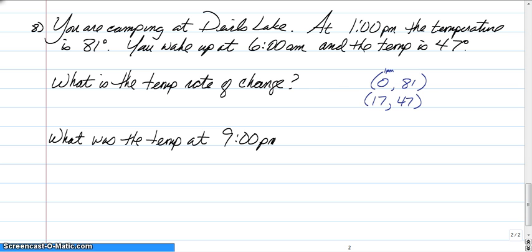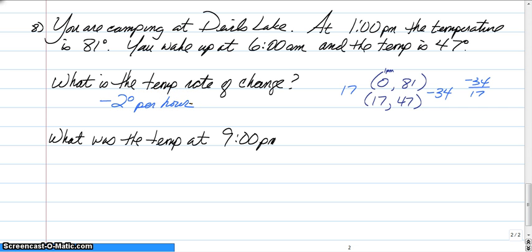So if you take your jumps, it took 17 hours for the temperature to drop by 34 degrees. So you find your slope, negative 34 over 17 has a slope of negative 2. The slope, negative 2, is known as your rate of change. So negative 2 degrees per hour.